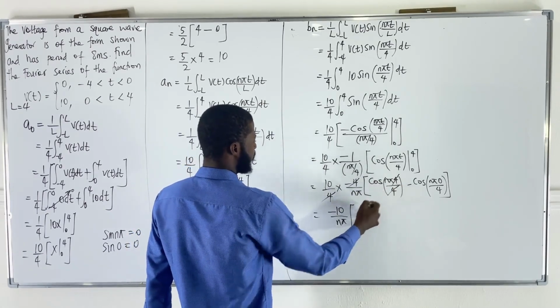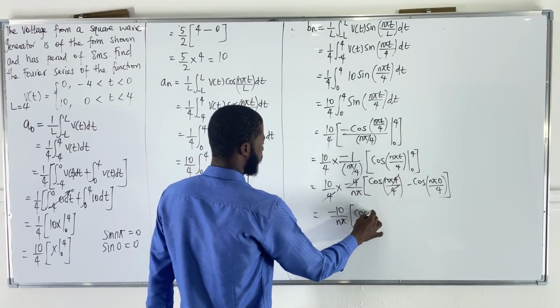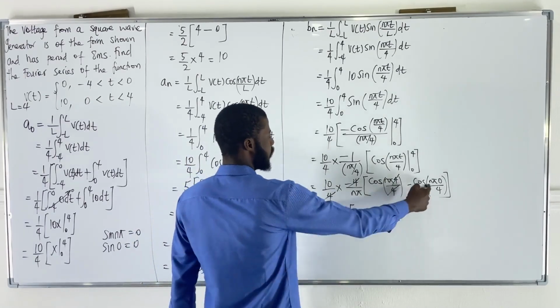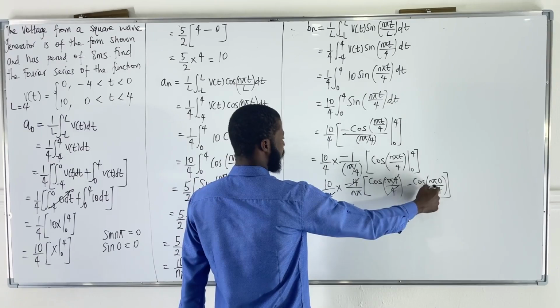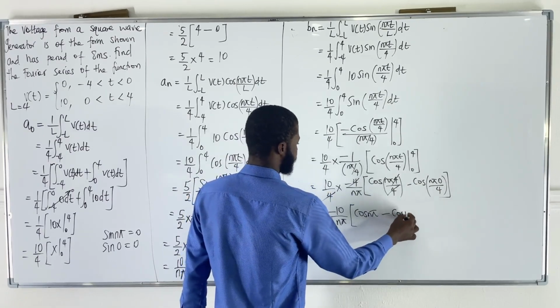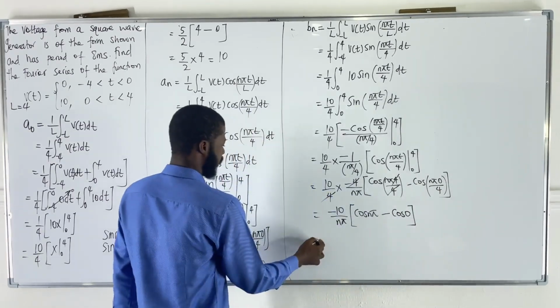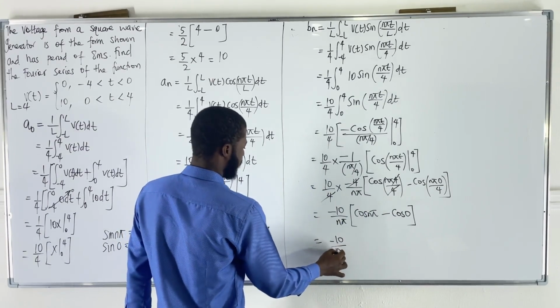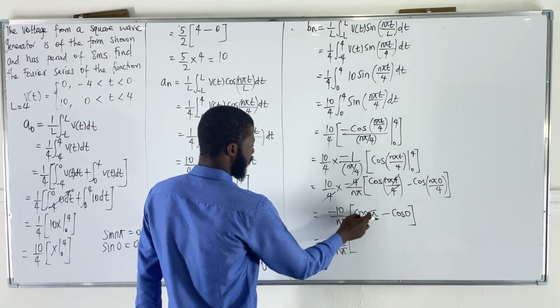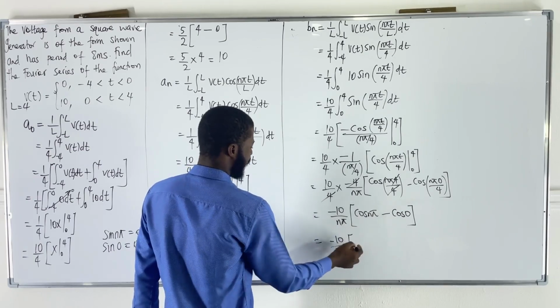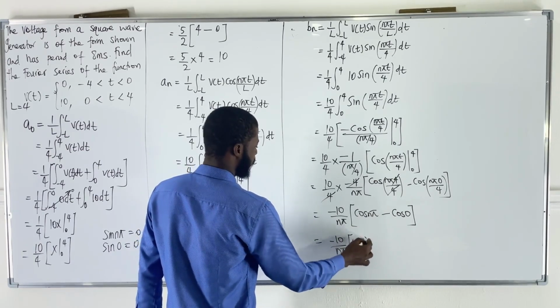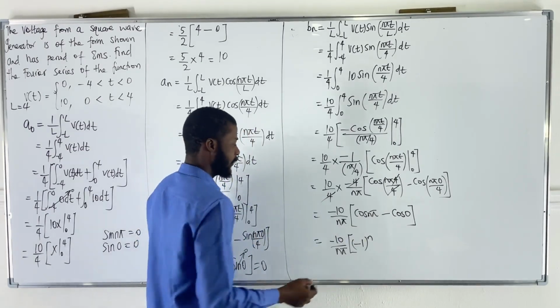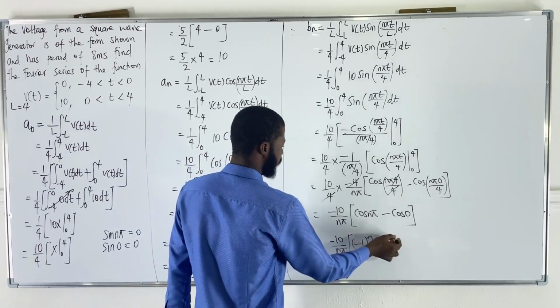Now, 4 will cancel out 4 here. So this is cos n pi minus, n pi times 0 is 0, 0 over 4 is still 0, so this is cos 0. Now this will become minus 10 over n pi. Now cos n pi has a special value. That special value is minus 1 to the power of n. That's the special value. And then minus cos 0 is 1.